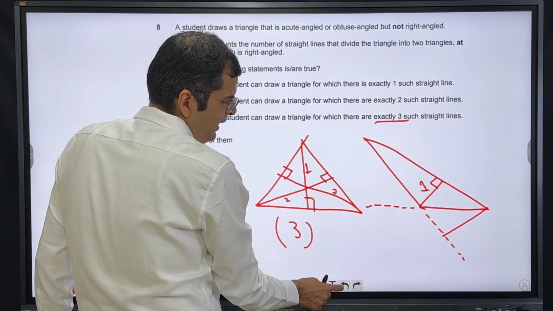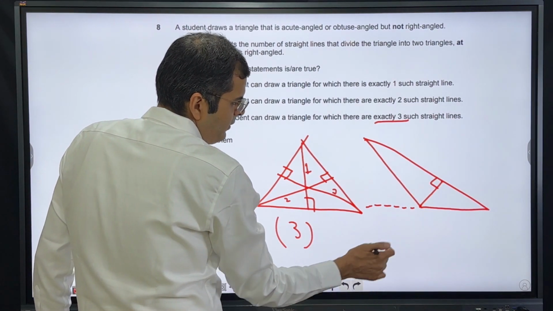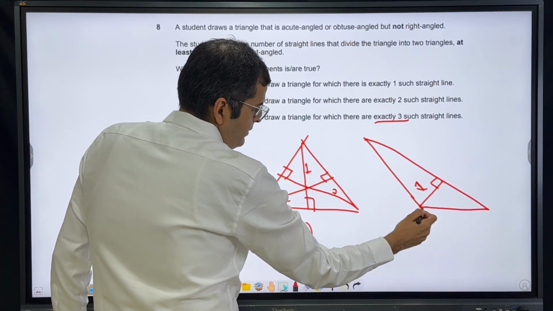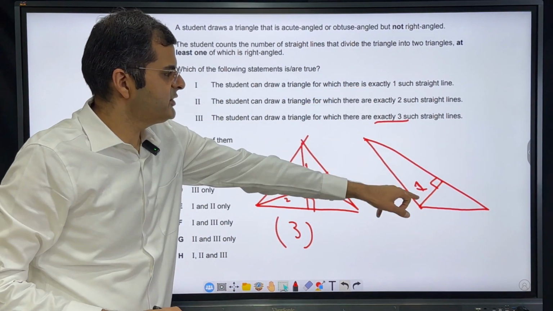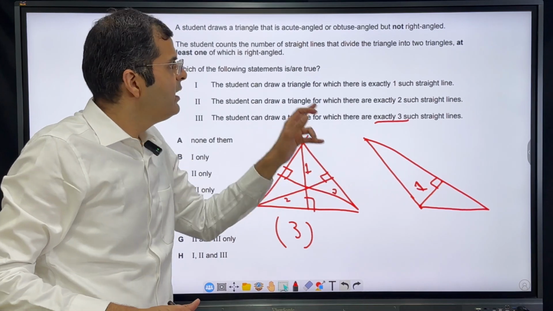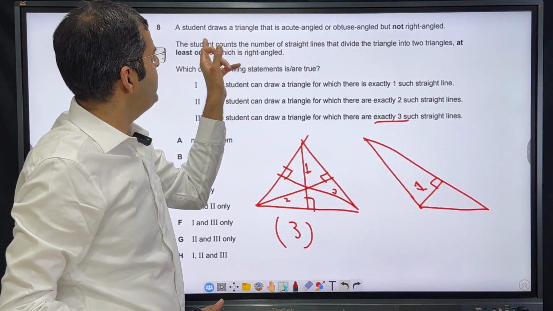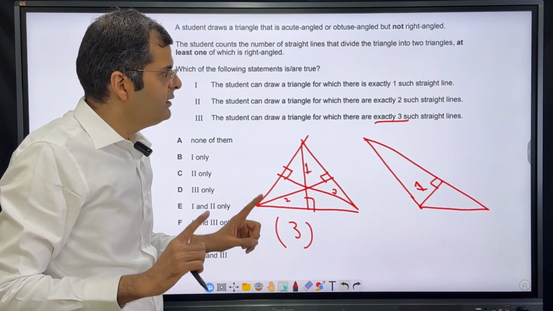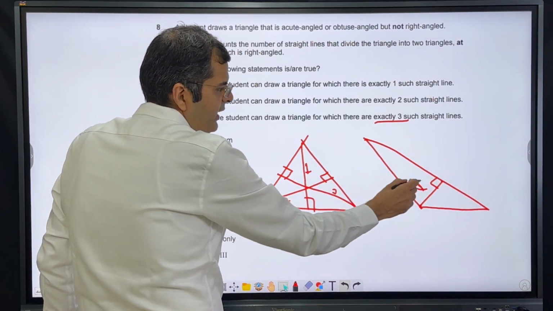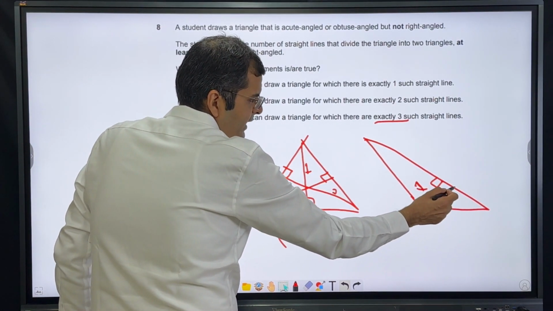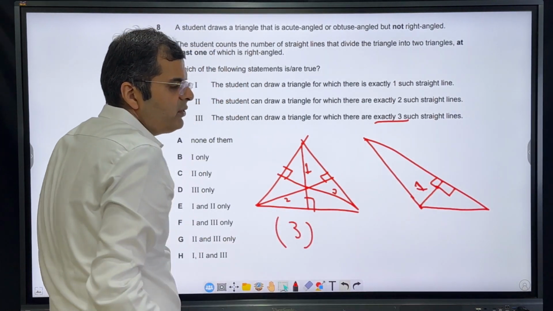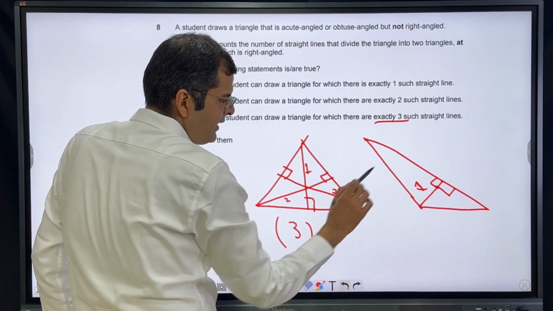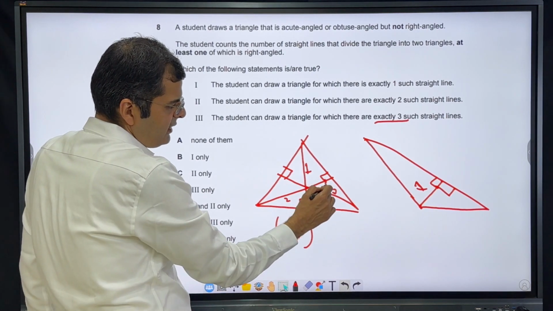So I might think that I have only one option here, and I might go and mark 1 as the answer, because 1 is definitely sure: there is one such straight line that is possible. Here there are 3, here there is 1. I am not sure which triangle I have drawn. It can be acute or obtuse. So in acute also there is definitely 1, here also there is definitely 1. But there is a catch. There is also a possibility that I can divide this obtuse angle triangle into two triangles such that one of them is right angled, the other is not. Here both of them are right angled. In this case also both these triangles were right angled.